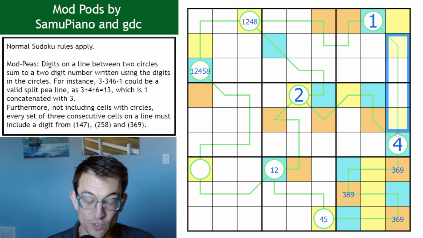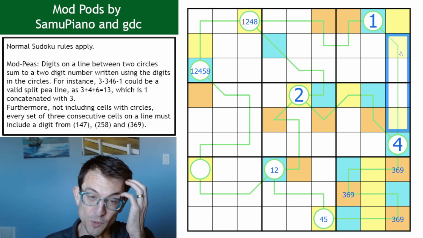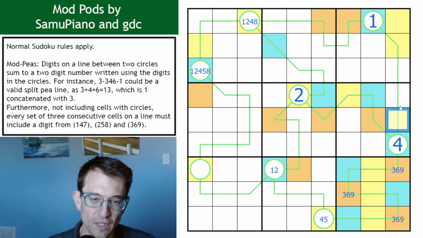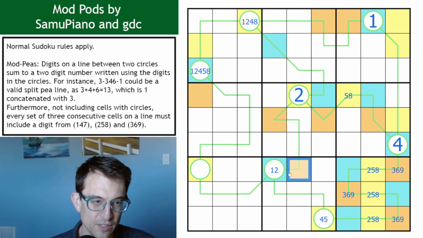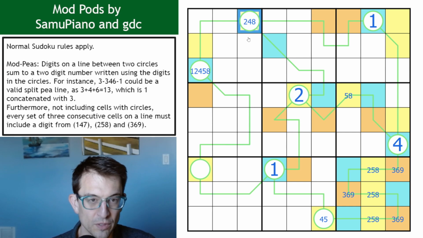Wait, this is 14. But we had room to spare here, so that does work. There's definitely a 2 in one of these. So this is 5 or 8. This is 2, 5, 8. This is a 1. This is yellow. So this is 2 or 8. This is blue. So it's 1 or 4.